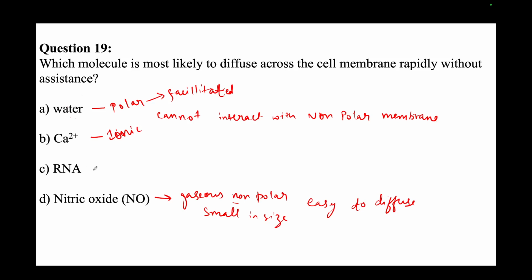Why RNA cannot move out? Because of its bigger size. RNA is a big molecule, right? It's a huge molecule, so for the big size also, it is difficult for it to pass through the membrane. Nitric oxide is very small, so it can easily pass through the membrane without any hindrance. So, that's why the correct answer is option D, nitric oxide. It can easily diffuse across the cell membrane rapidly without any assistance.